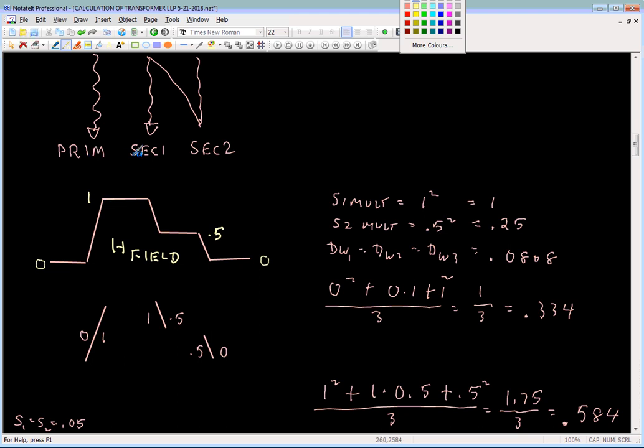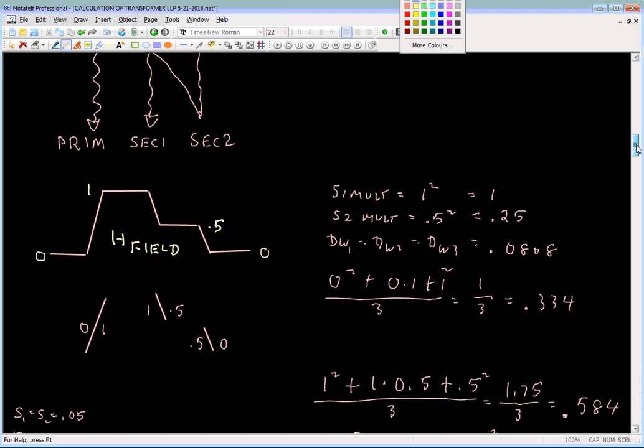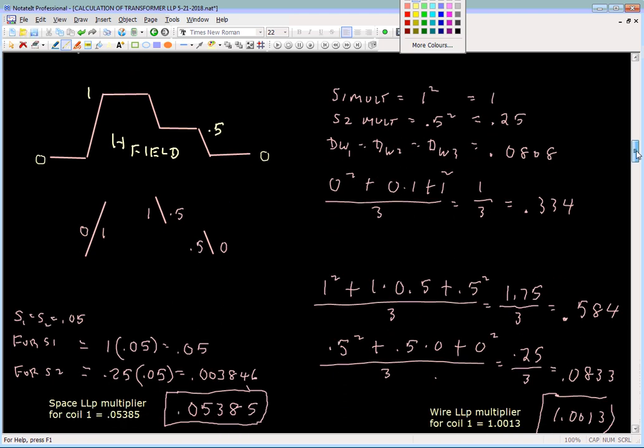Here's a primary, secondary, and secondary. Here's the H field, ampere turns. We made this one 1. This has to be 0.5. It's going to be 0, 0 here. So for this winding, we simply have 0 and 1. H left is 0. H right is 1. For this winding, H left is 1. H right is 0.5. For this winding, H left is 0.5. H right is 0. So let's take those numbers and show you this way.